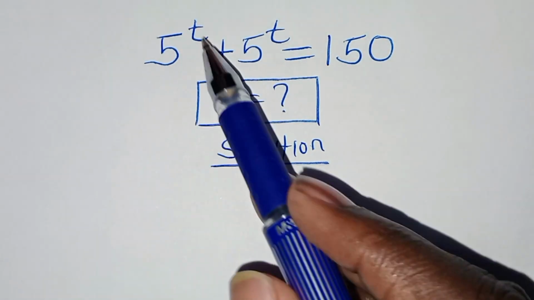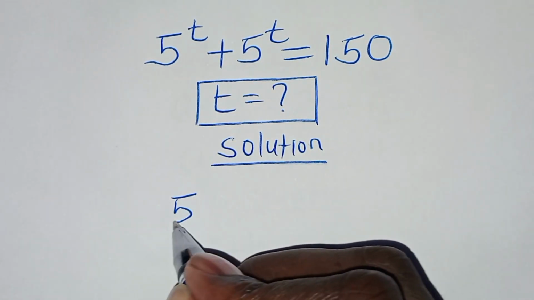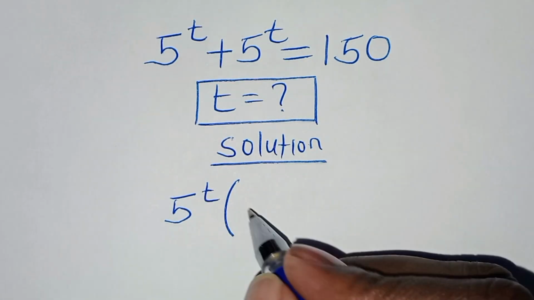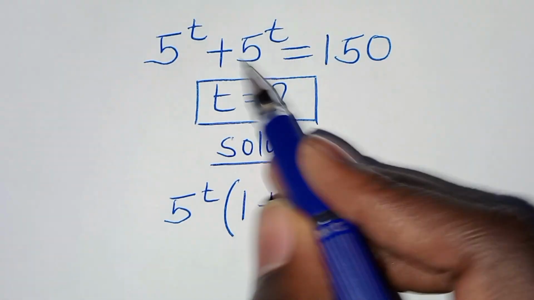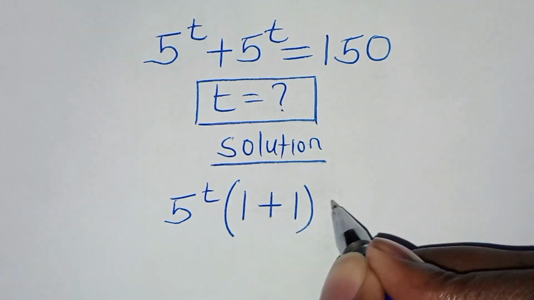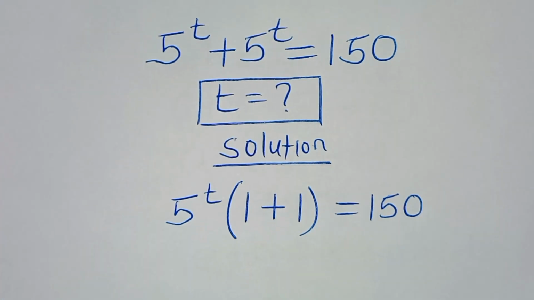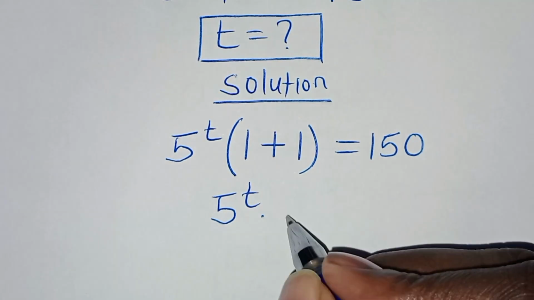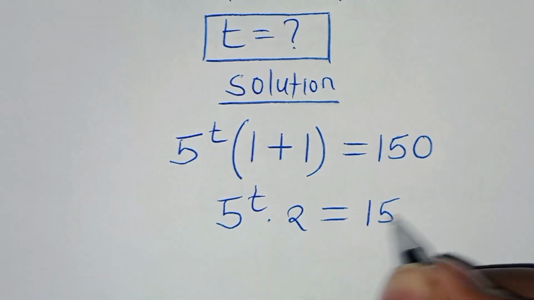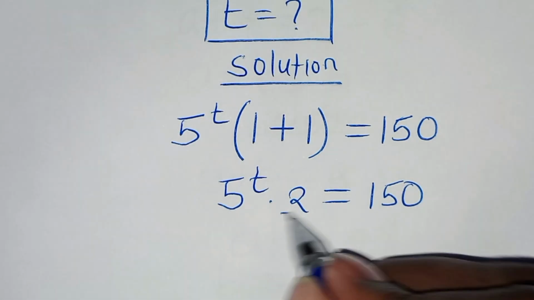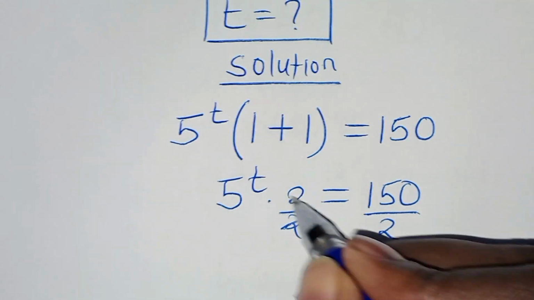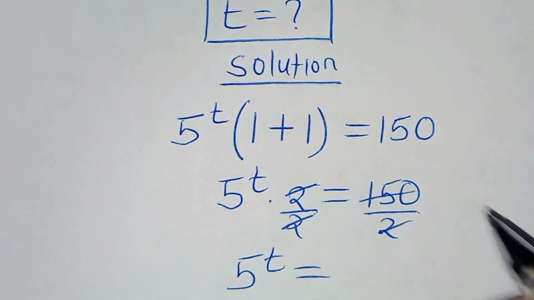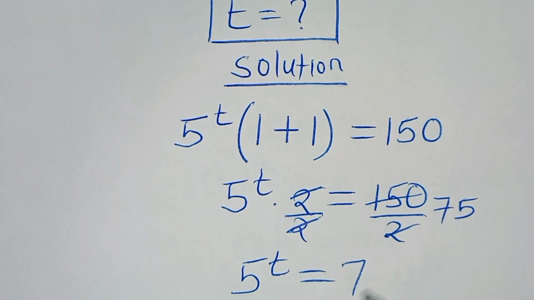We have that 5 to the power of t is common here, so we can factor out 5 to the power of t. In the parentheses, 5 to the power of t divided by 5 to the power of t is 1, plus 5 to the power of t divided by 5 to the power of t is 1. This is equal to 150. So this implies that we have 5 to the power of t times 1 plus 1, which is 2, equal to 150. Let's divide both sides by 2, so that now we have 5 to the power of t equal to 150 divided by 2, which is 75.